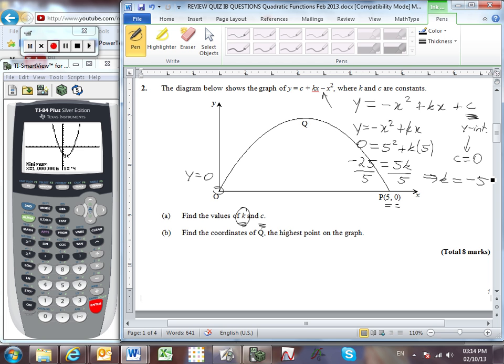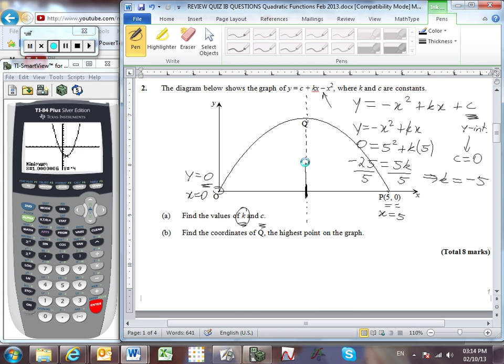Part B. Let's find the coordinates of Q, the highest point on the graph. Well, the highest point on the graph is the vertex, isn't it? And we know that the vertex occurs on the axis of symmetry. We know that the axis of symmetry occurs right at the middle of our two x-intercepts, which are occurring at x equals 0 and at x equals 5.